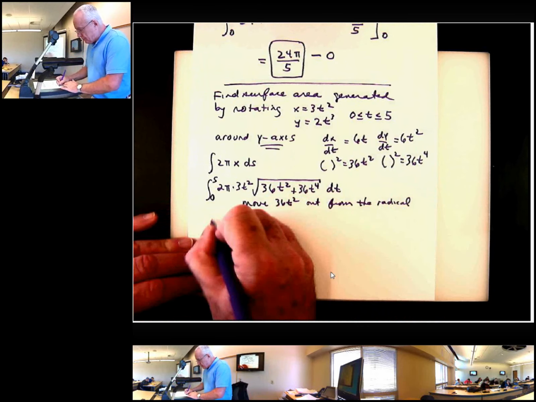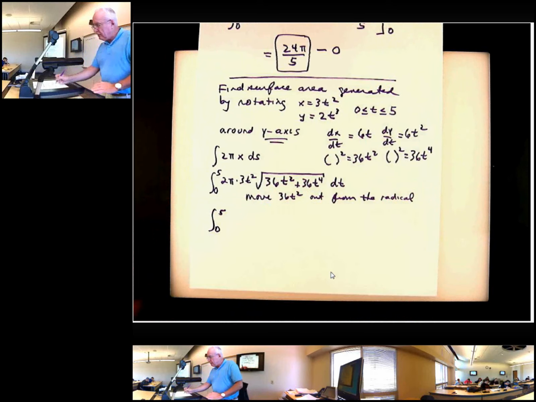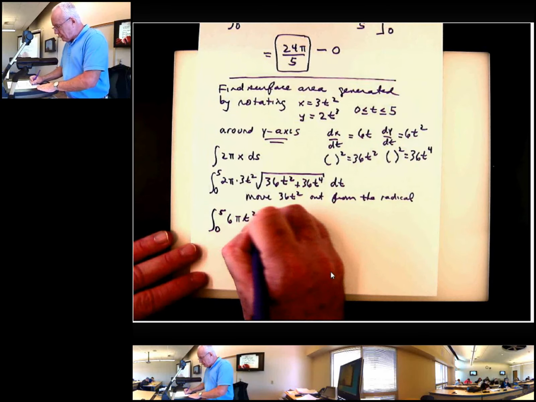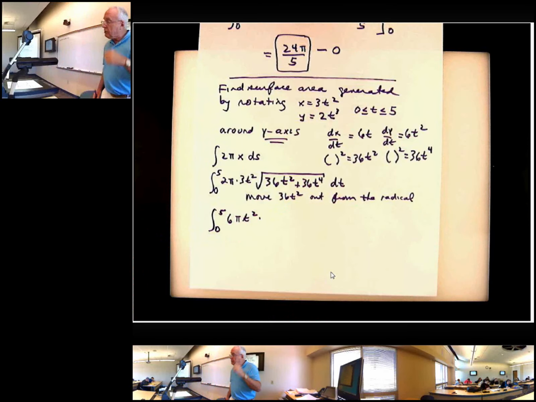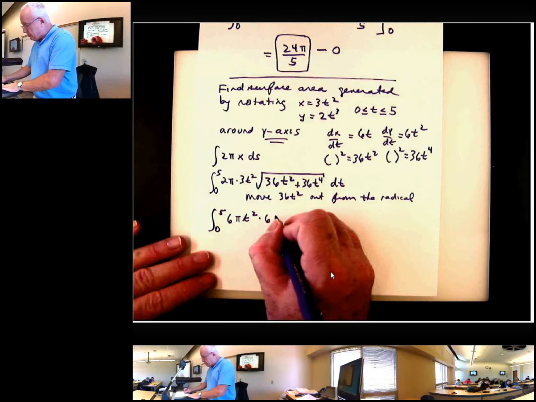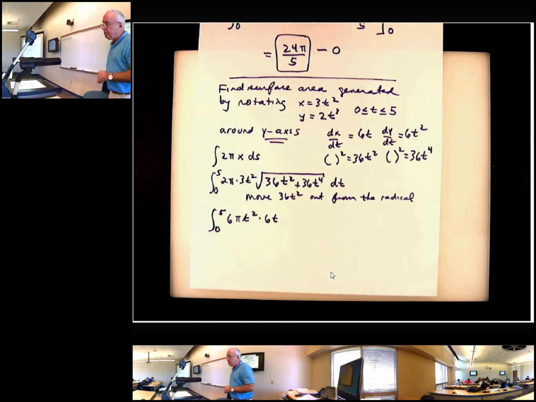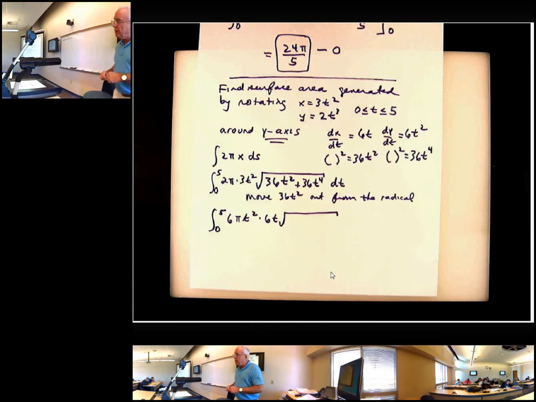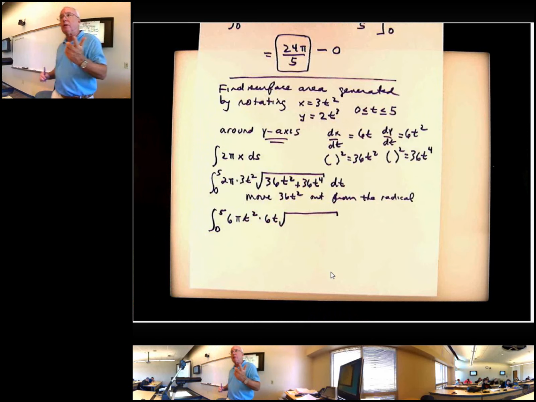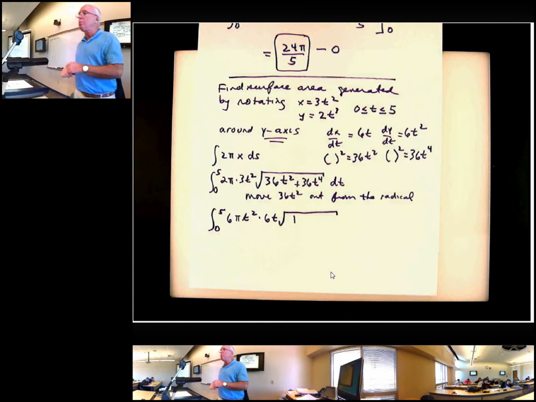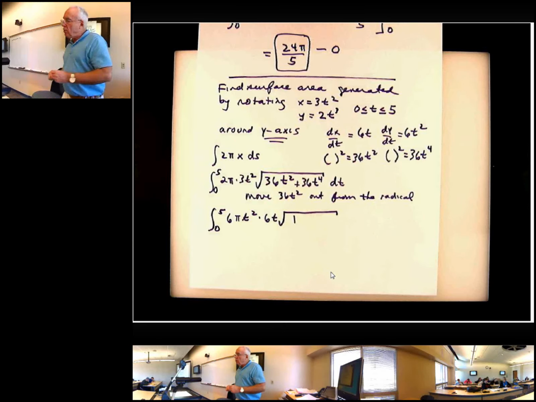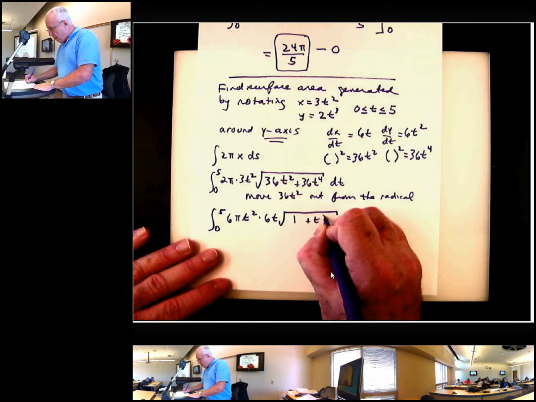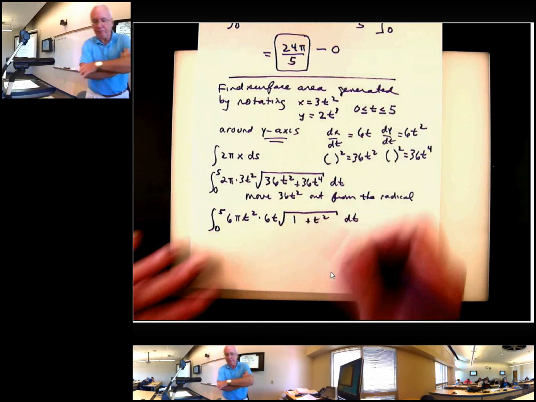So what are we going to get? 0 to 5. Let's multiply my numbers together. 2 times 3 is 6 pi t squared. And so the 36 is going to give me a 6. The t squared is going to give me a t. And then I still have under the radical, what do I have? The first term is just going to be a 1, right? Because I moved that whole part out. And the second one is just going to be a t squared, dt. All right.